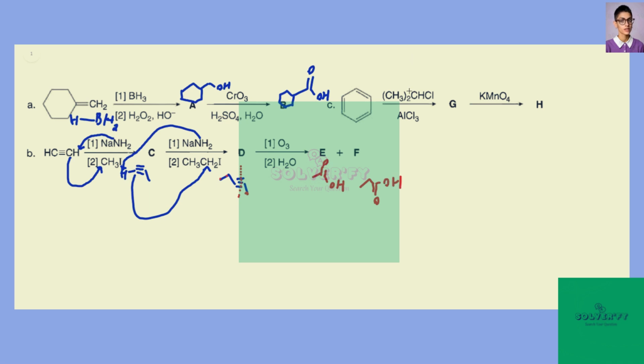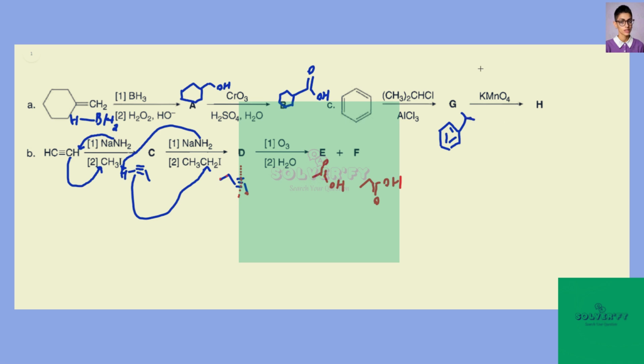And now let's see for C. So C, we have a benzene ring, and we have an alkyl halide and a Lewis acid. So right off the bat, we can see that we are going to do Friedel-Crafts alkylation. So we're going to add carbon-carbon bonds, specifically this isopropyl group for G.